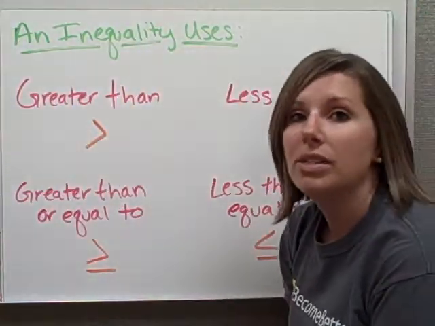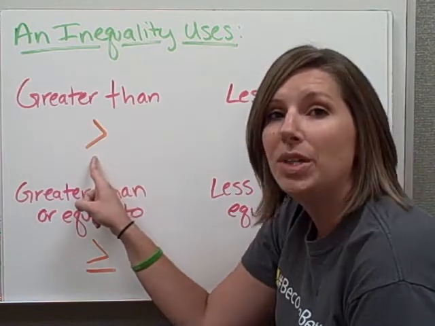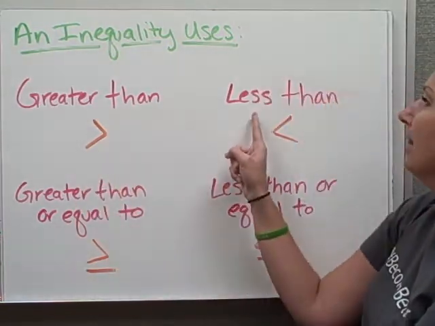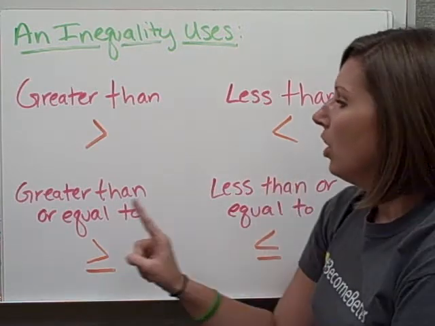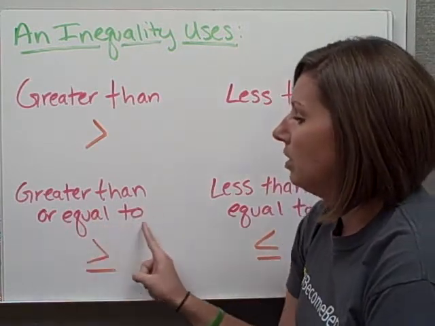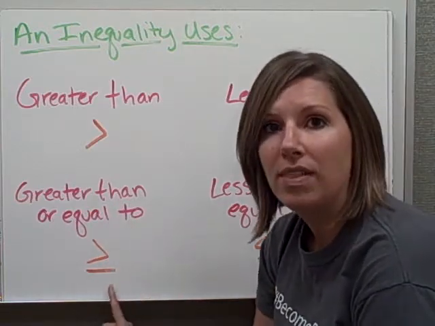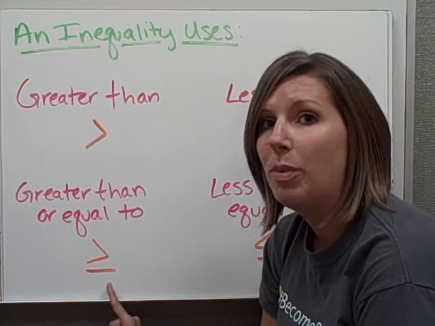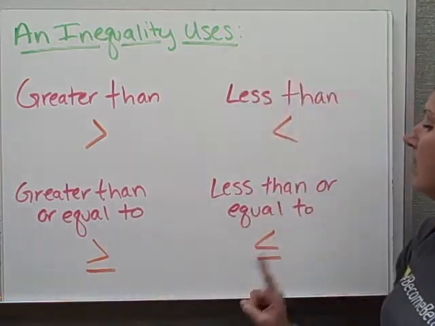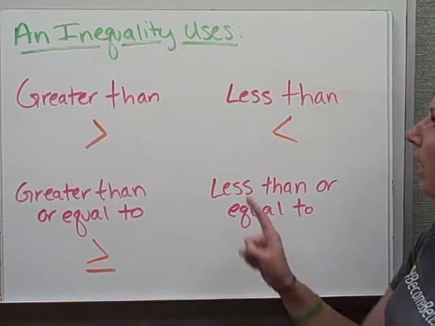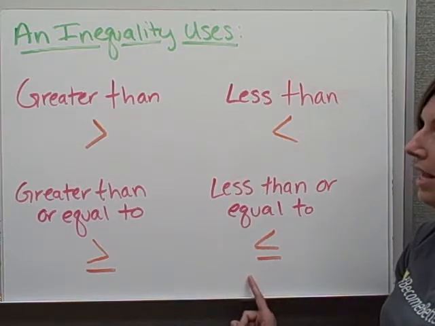An inequality uses these symbols. To represent greater than, this is the symbol we'll use. To represent less than, here's what the symbol looks like. Greater than or equal to will be the greater than symbol with a line underneath it to represent the equals part of the greater than or equal to. And then the less than or equal to. We'll have a less than symbol with the equal sign underneath it.